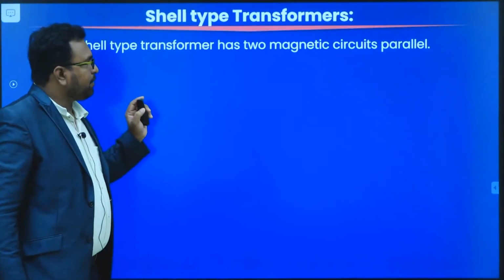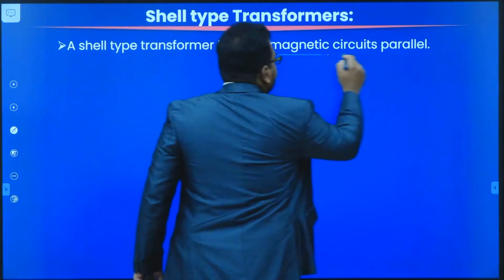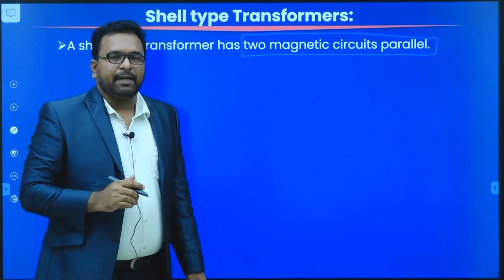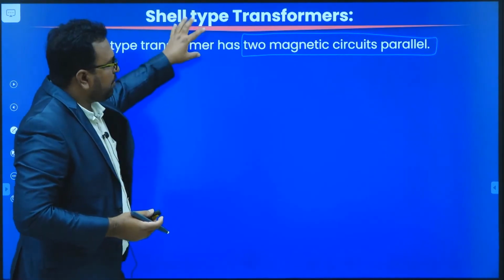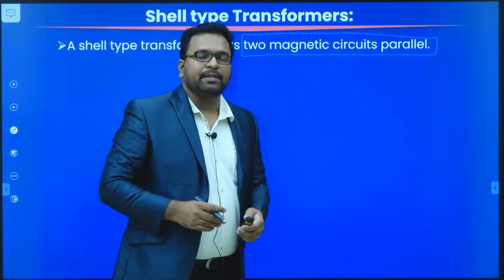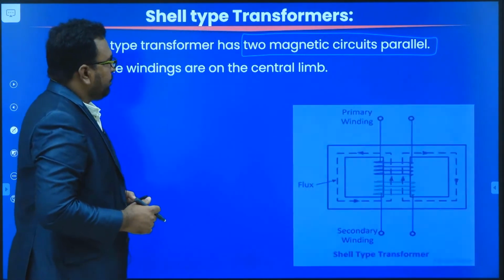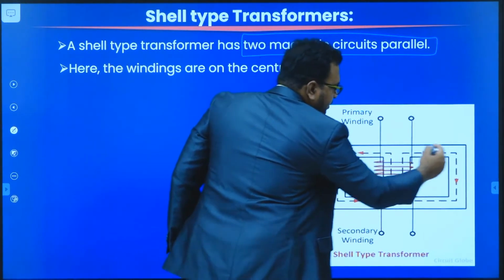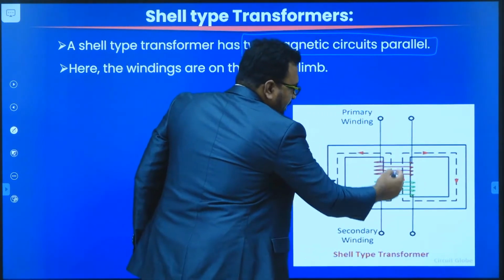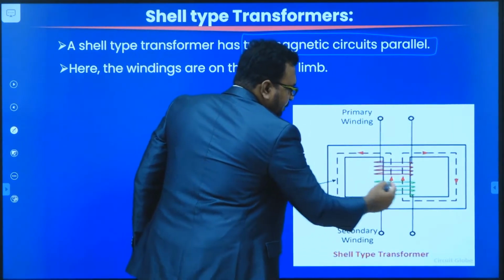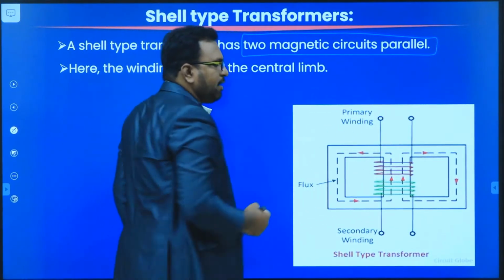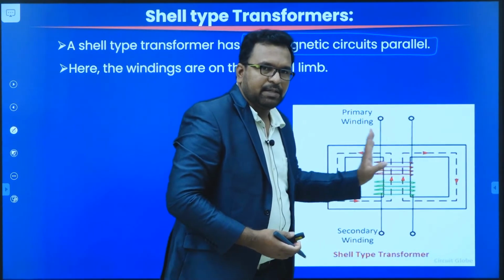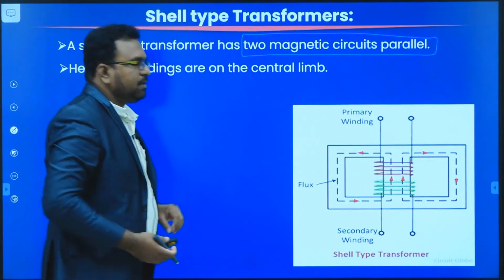In a shell type transformer, there are two magnetic circuits in parallel. In a core type transformer, we have only a single magnetic circuit, but in the shell type transformer, we have two magnetic circuits in parallel. So like this, see here. We have one magnetic circuit and a second magnetic circuit. Here the flux flows in the first magnetic circuit as well as in the second magnetic circuit, and these two are connected in parallel. So the total winding is placed in the central limb of the transformer. Such a transformer we call a shell type.